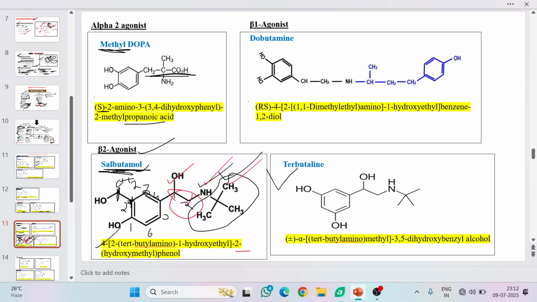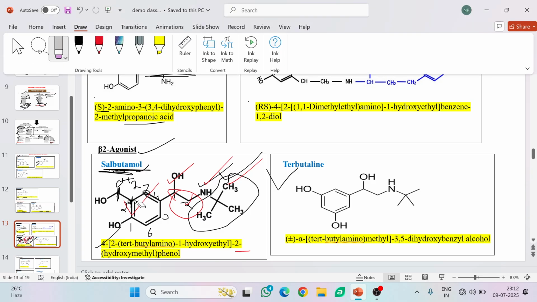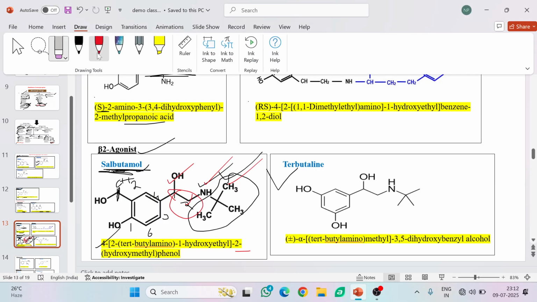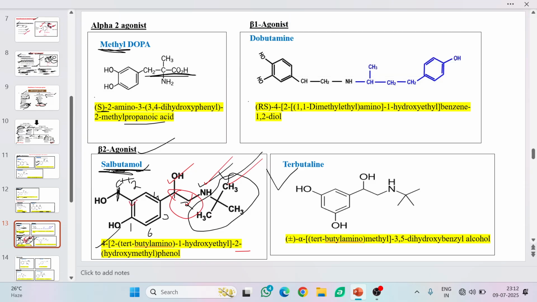Then 2 hydroxymethyl phenol. This position is the second position. So this is 2 hydroxymethyl. Again, here a methyl group is present. And phenol: a benzene ring along with this hydroxy is called a phenol. Okay, so this is salbutamol.